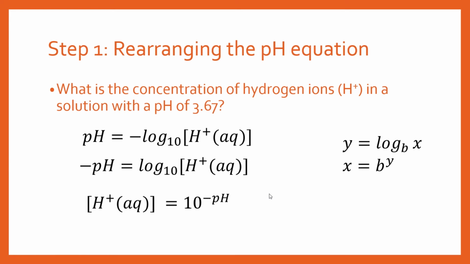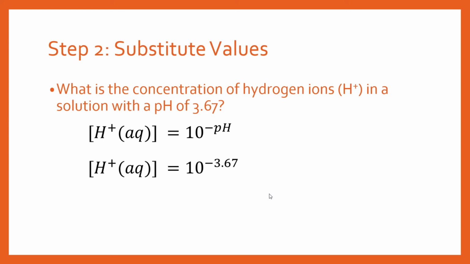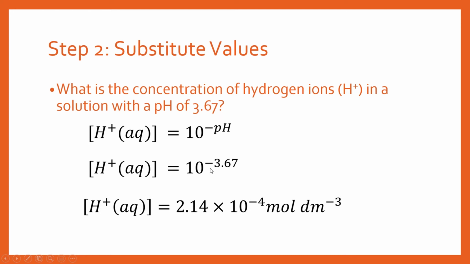So all we need to do now is substitute our values. So we have our new equation that gives us the concentration straight away. We simply substitute the number that we're given. So we've got 3.67 for the pH, put that number in, and then when you evaluate that by putting it into your calculator and you round it to an appropriate number of significant figures, you end up with this answer, and it's in moles per dm cubed.